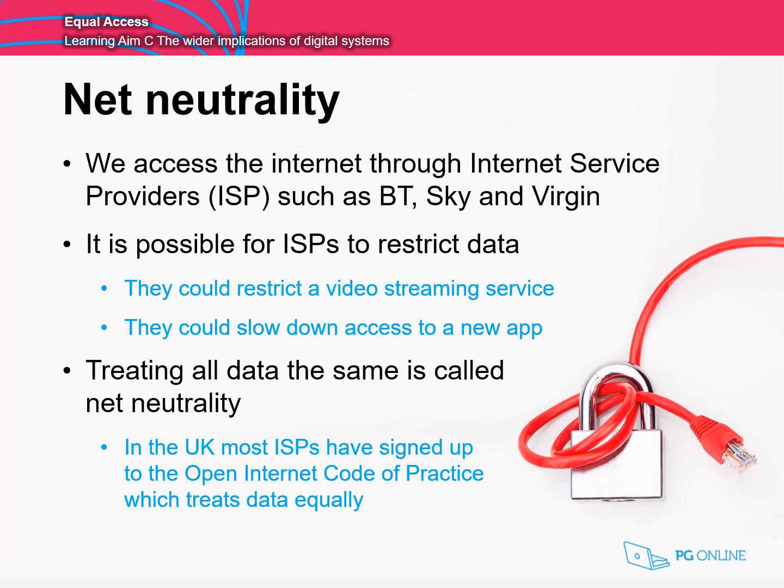And by blocking it and restricting the data, they are making it so their customers don't have equal access to content. They may also slow down access to a new app. So they may decide that slowing down that access to that app will affect its performance, and people then won't use it and will use the internet service providers' apps instead, making them more custom and income. By treating all the data the same, this is called net neutrality.